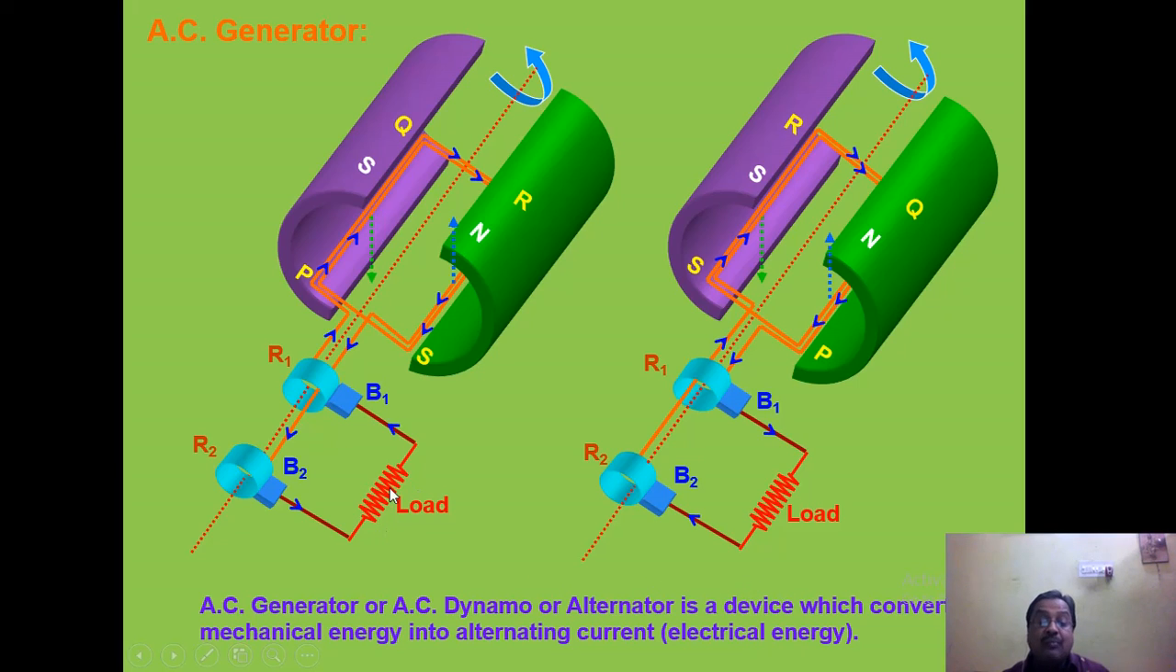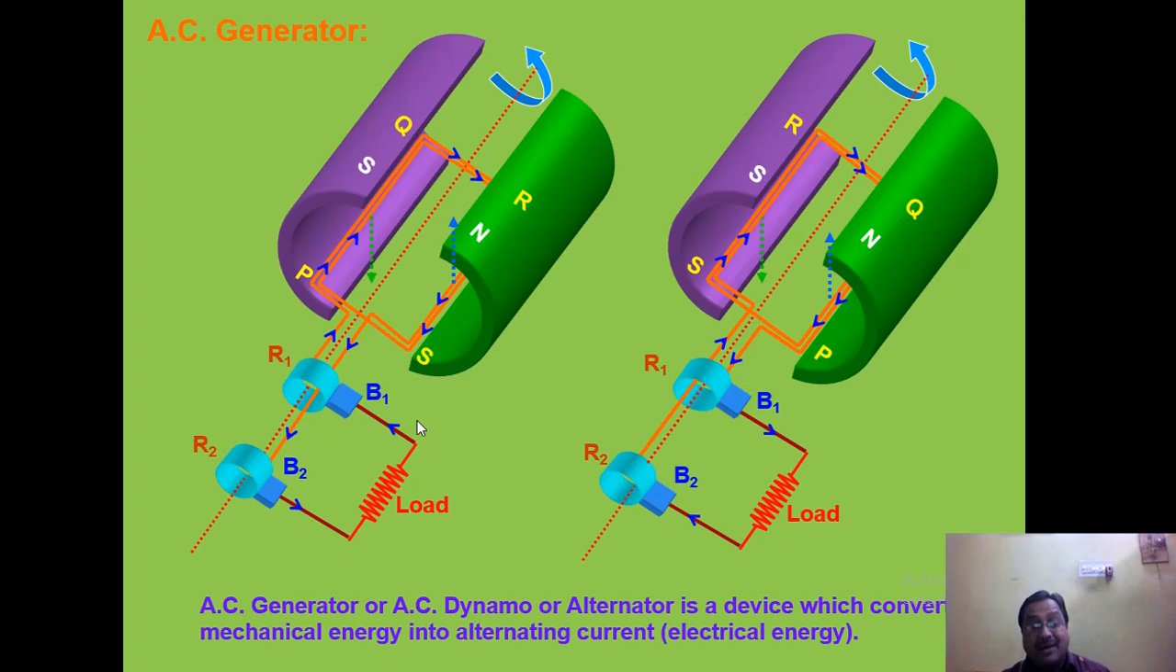And the last component of this generator is the load. It is the instrument through which the alternating current that is produced here passes, and it is generally connected in between the two wire brushes B1 and B2. These brushes are in the form of wire, so we may say these are the two wire brushes.